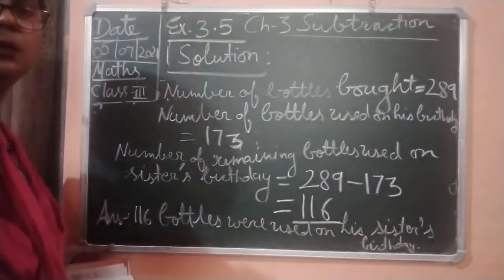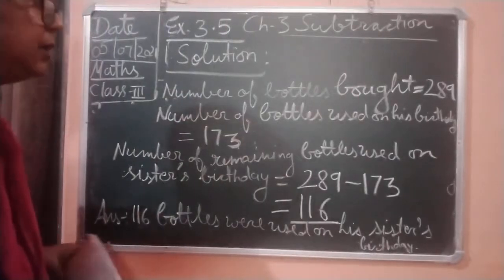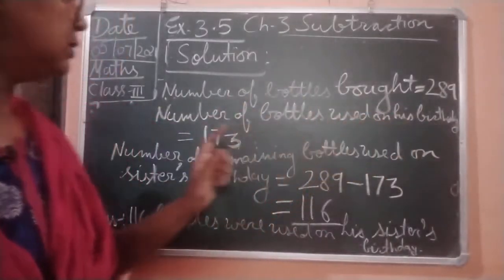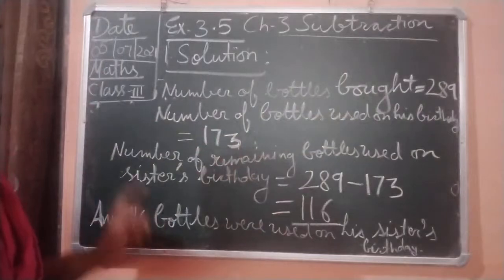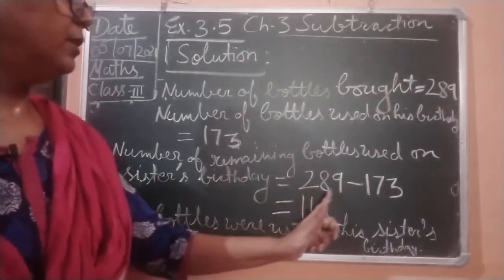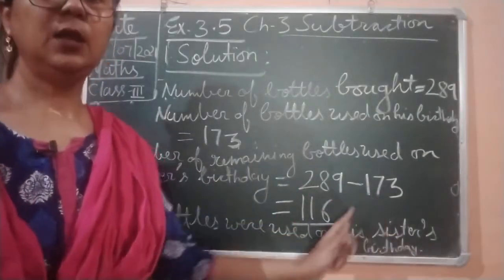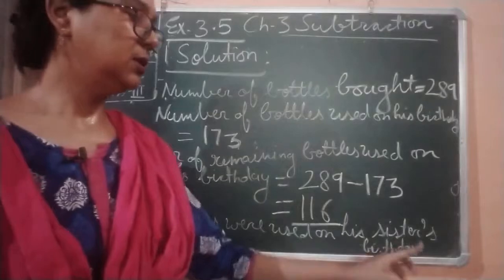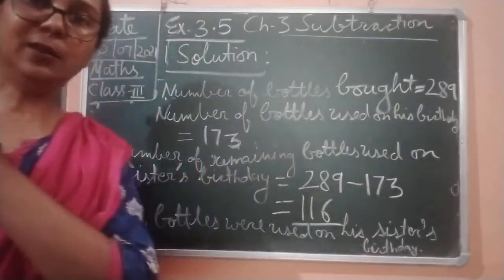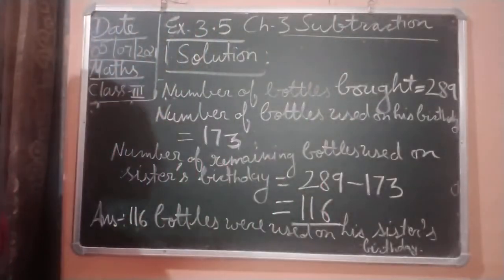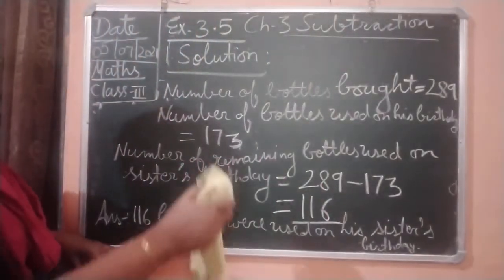Okay, simple. Simple, children. Just complete it. Number of bottles bought 289. Number of bottles used on his birthday, that is 173. Number of remaining bottles used on sister's birthday, that is equal to 289 minus 173. We will get 116. So answer 116 bottles were used on his sister's birthday. Okay. So completed, children. Now we are moving to the next question. All right, children, complete it or take a screenshot. Now we are moving to the next question.